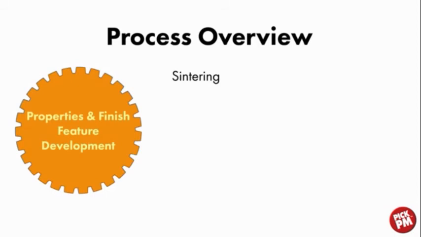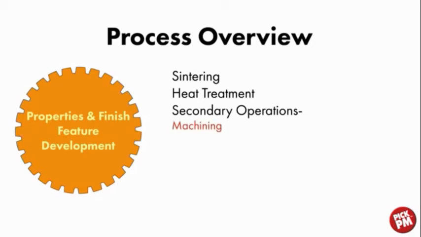Sintering is the forming of strong metallurgical bonds in the shaped PM components. Heat treatment, secondary operations such as various machining, deburring, grinding, sealing, and plating operations, as well as others, are performed.